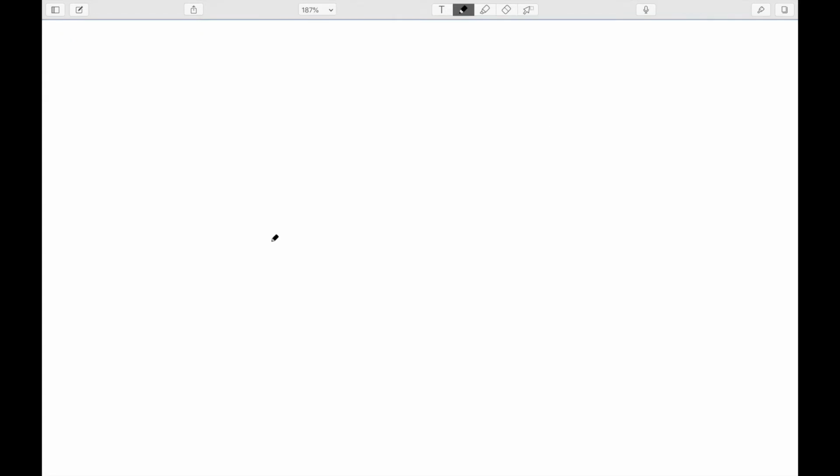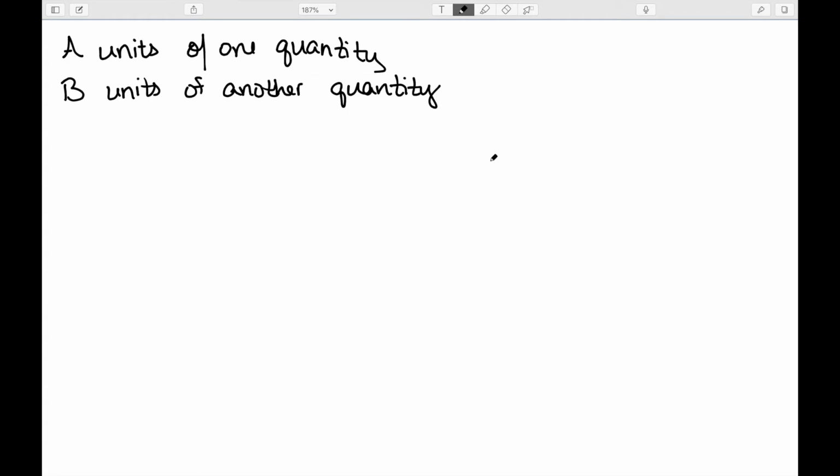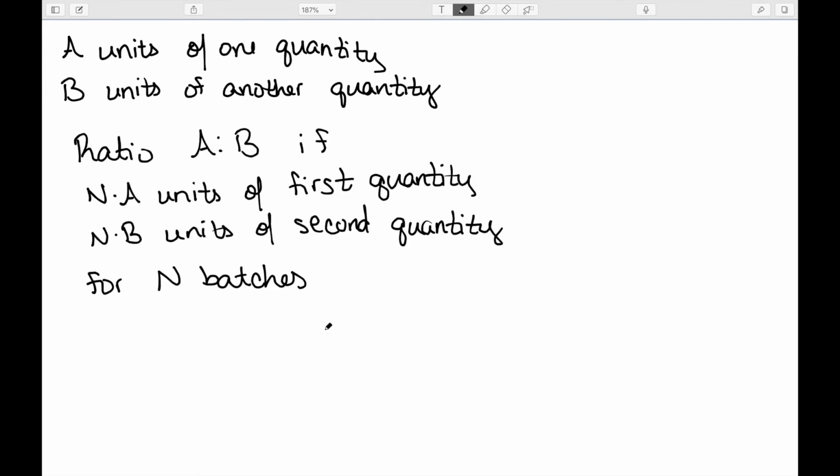So in general, from the multiple batches perspective, let's suppose we have A units of one quantity and B units of another quantity where A and B are positive numbers. Then I consider them together as one batch or one unit, where a unit is formed from 2 or more things, since we do have a mixture of 2 here, but it's like one complete batch. Then we have a ratio A to B. If we have n times a units of the first quantity and n times b units of the second quantity for n batches, where n is a positive number.